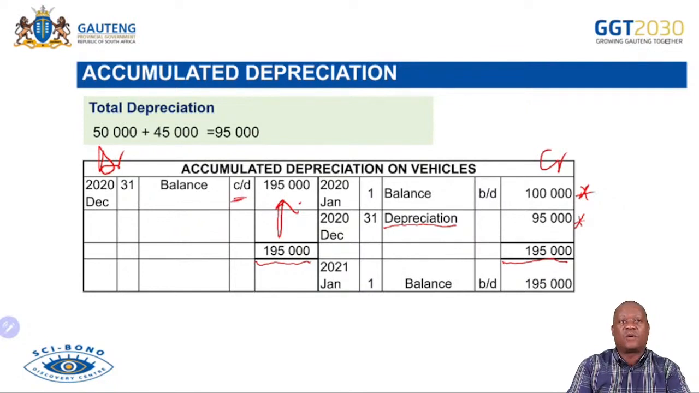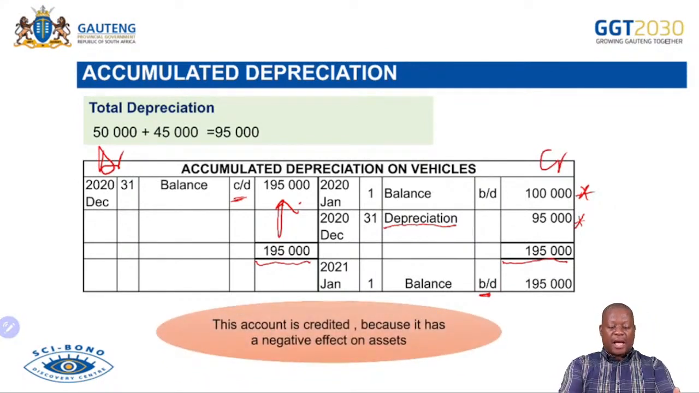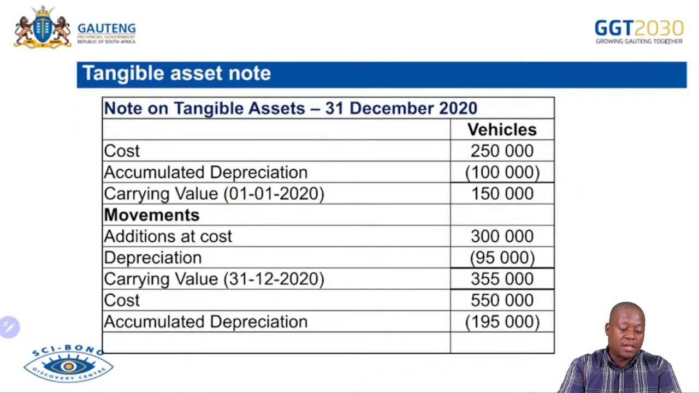Balance carried down. But remember, the balance carried down is not our balance. The balance brought down is the balance now which is going to the credit side of that account. The account is credited. Remember, it is a negative asset. It has a negative effect on our assets.